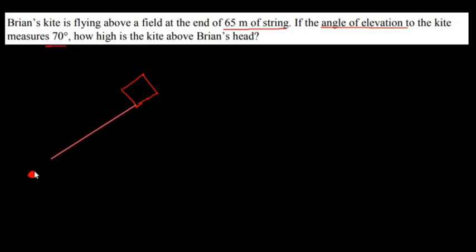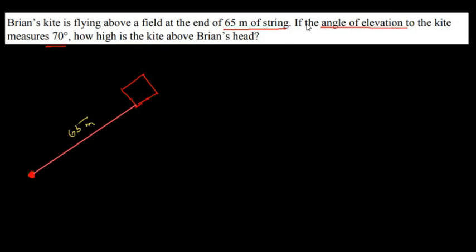So this is the length. Now they have given that the length of the string is 65 meters. So the length of the string which is tied to the kite is 65 meters. Next, the angle of elevation to the kite measures 70 degrees.